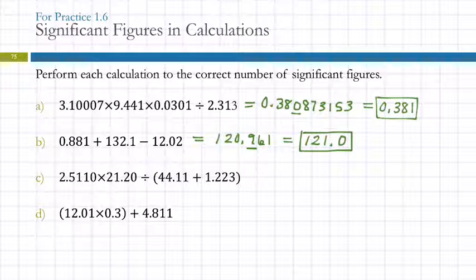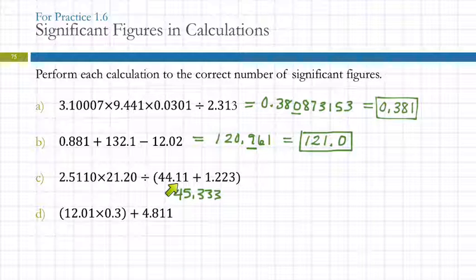44.11 plus 1.223 equals 45.333. I don't want to round that off, but I want to note where the last significant figure is so that I can deal with the rest of the calculation.